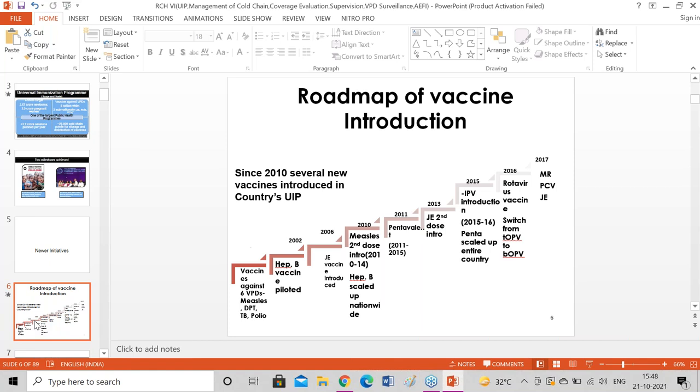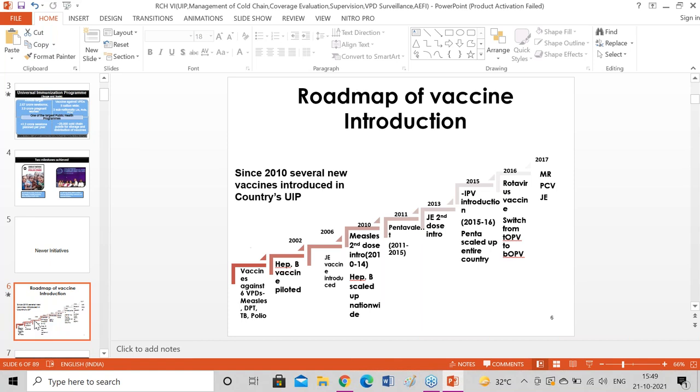So earlier we had vaccines under EPI, the Expanded Program of Immunization. We had vaccines against six vaccine preventable diseases, that included diphtheria, pertussis, tetanus, TB, polio, and measles. Then in 2002, hepatitis B vaccine was administered as a pilot project. Then JE vaccine was introduced in 2006. And in 2010, the hepatitis B vaccine, which was earlier started on a pilot basis, was scaled up nationwide, and we also introduced the second dose of measles.